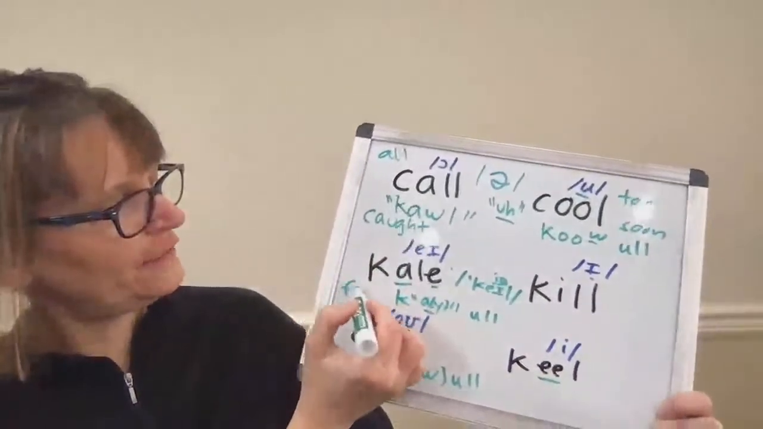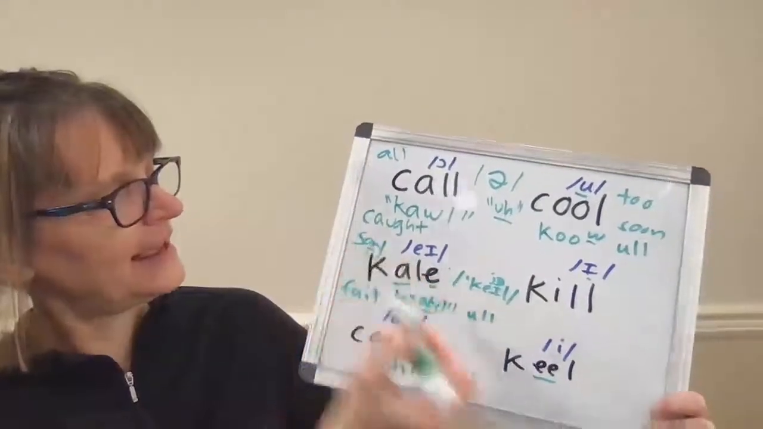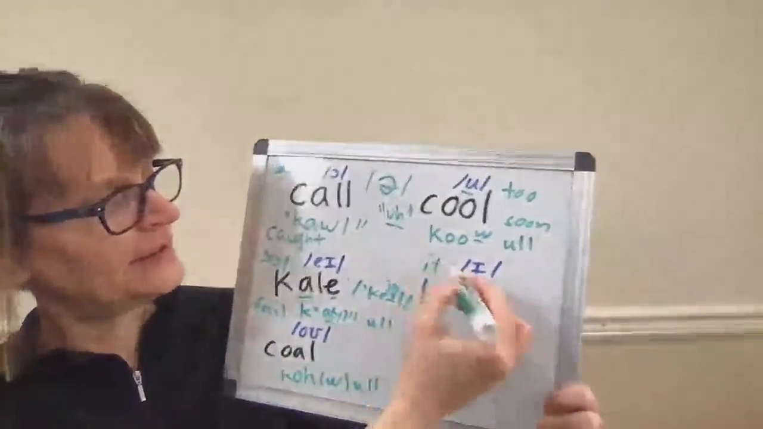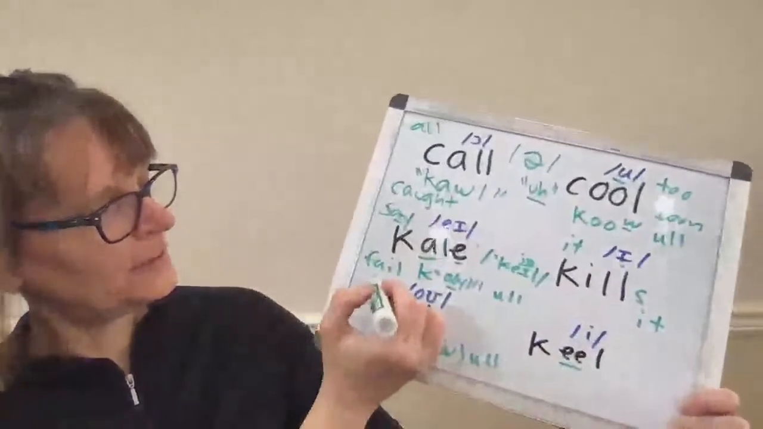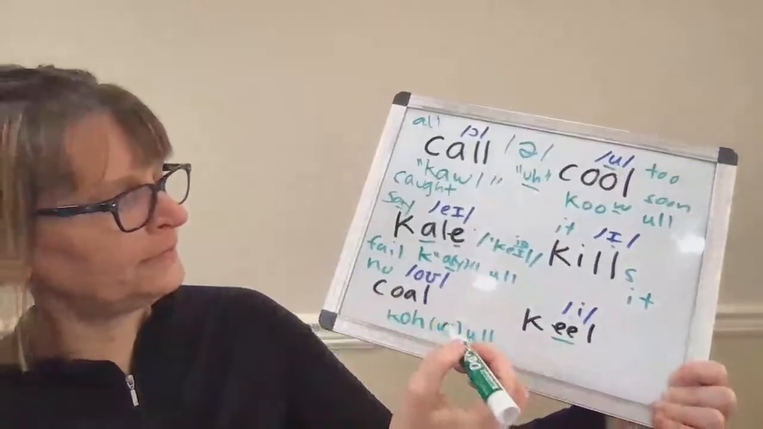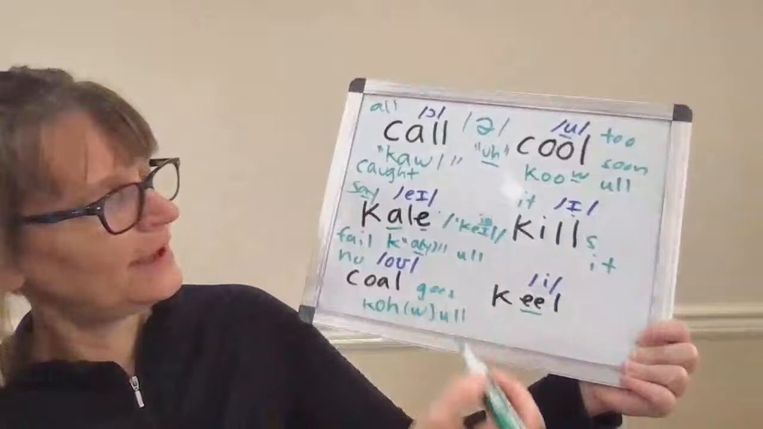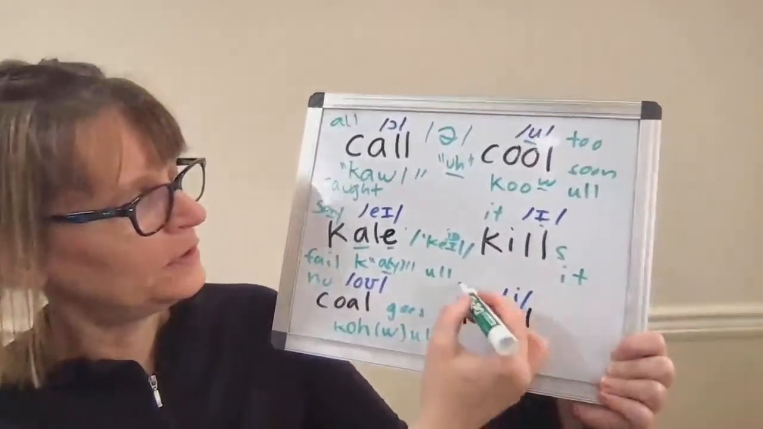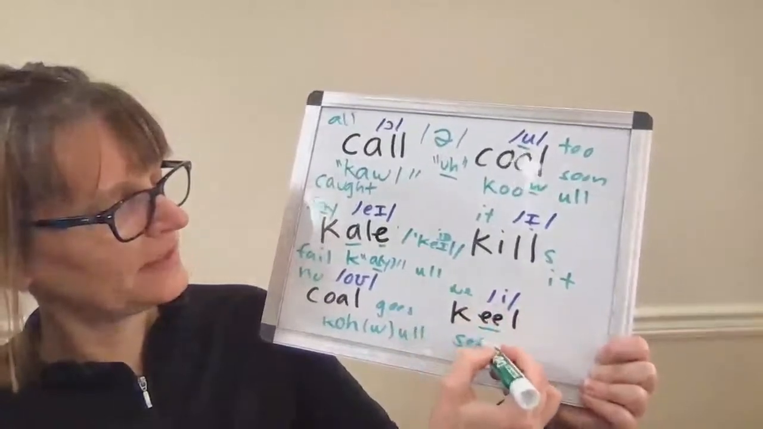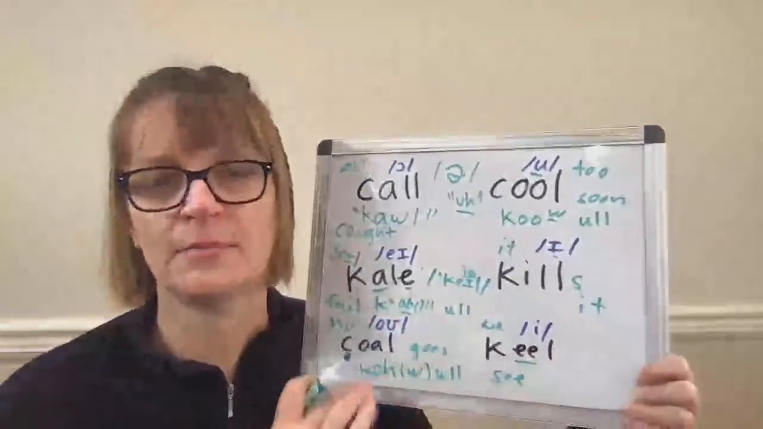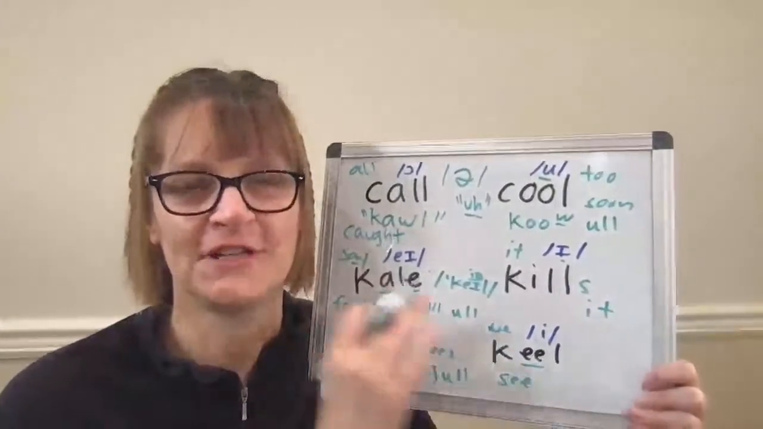I had a kale fail. I need to say kale. It kills or kill it. No coal or coal goes. And then we keel or see keel. So that way you can count on a word where maybe that vowel is a little easier to say, and then try to use that same vowel together with that dark L.